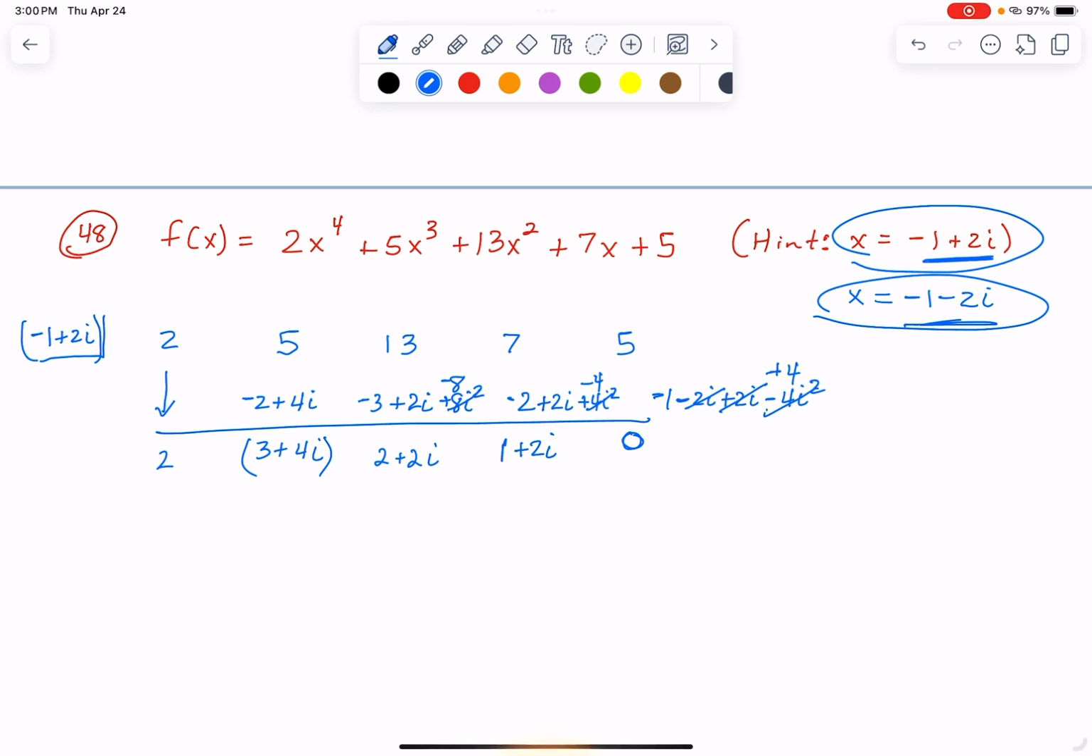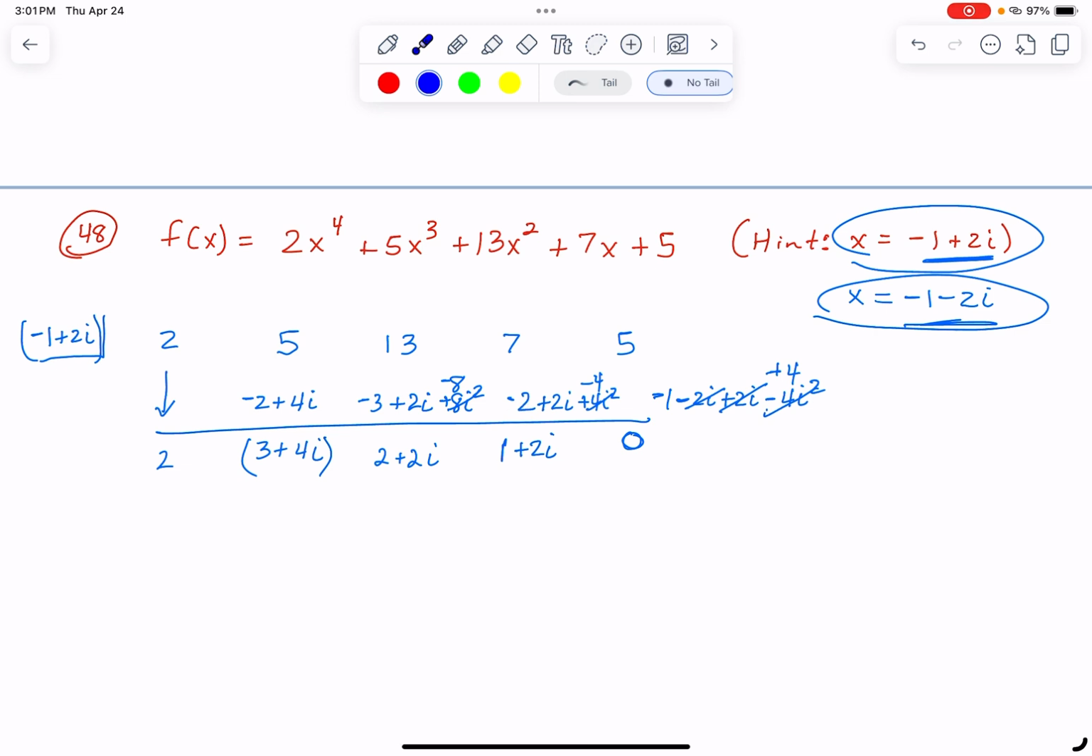All right, let me check it again. Let me check my math. Drop the 2. We went negative 2 plus 4i, so it gives us 3 plus 4i. Then that's going to give us a negative 3. It's going to give us a negative 4i and a positive 6i, which gives us plus 2i. Then we get a plus 8i squared, which becomes minus 8. That gives me 2 plus 2i. That's correct. Then we get a negative 2. This is the step we messed up last time.